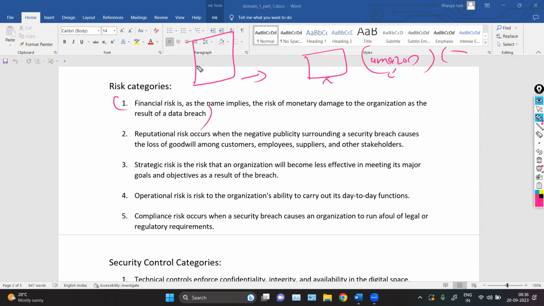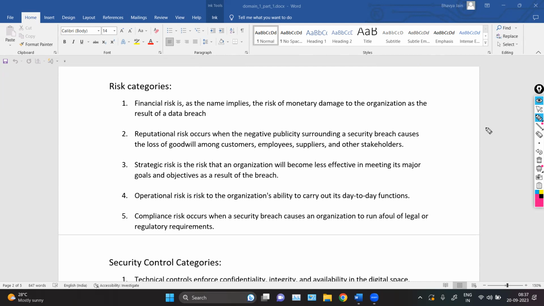And now Amazon can have the financial risk in that case, because first Amazon has to pay the penalty, okay, and secondly the customers of Amazon no longer trust the Amazon company because of that data breach. So that is also the financial loss of Amazon. Okay, so we can say this is the financial loss for Amazon, or financial risk for this company. So financial risk is anything related to your monetary value, or any monetary damage to the organization as the result of any data breach.